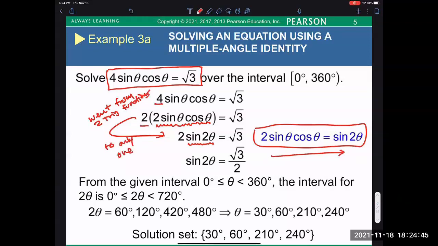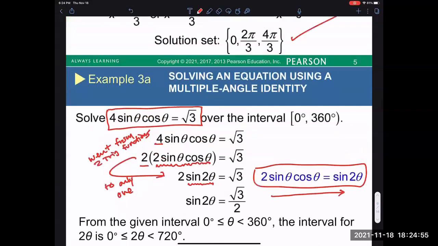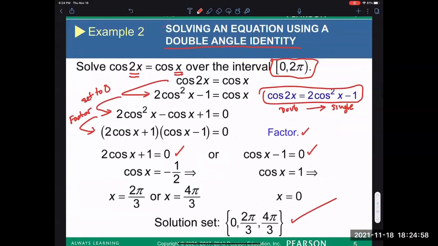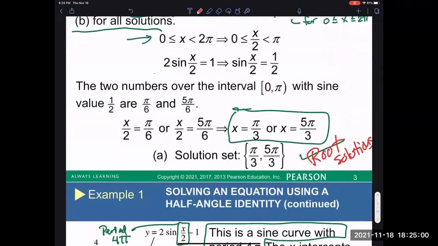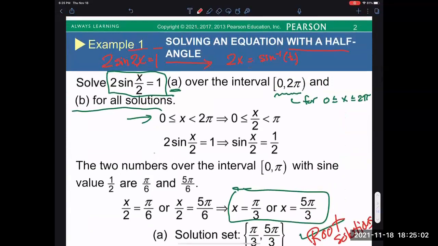We went from two trig functions to one, a sine and a cosine, then ended up with just a sine function. And if we have a single sine function, it doesn't really matter if there's a double angle. That's what I was saying up here. Like in the very first example, if we had an equation with a single occurrence of a trig function and a double angle, then we don't really care that there's a double angle.